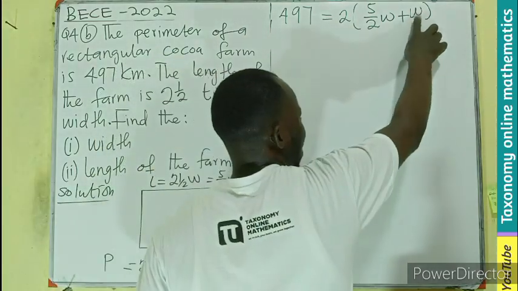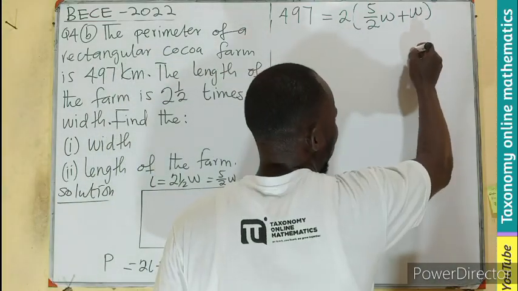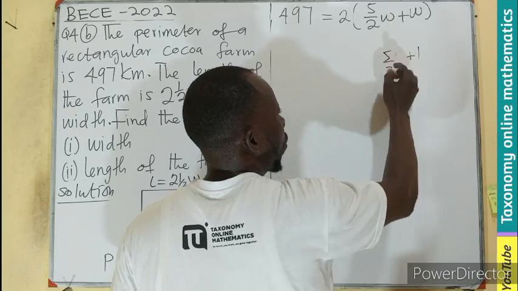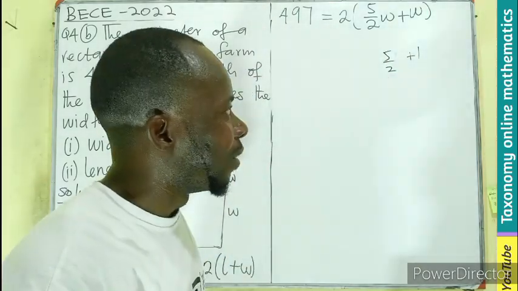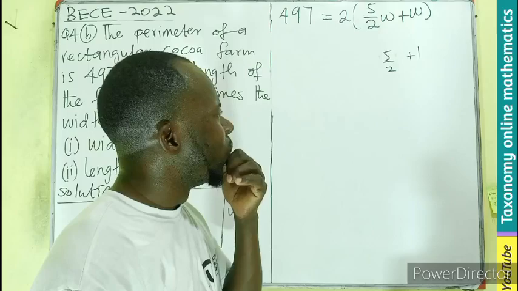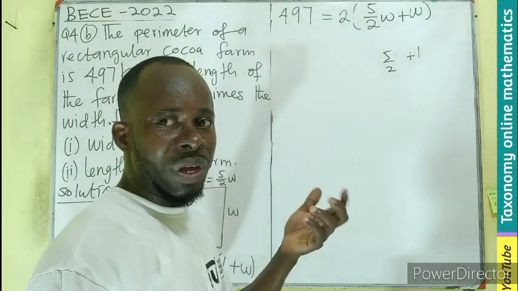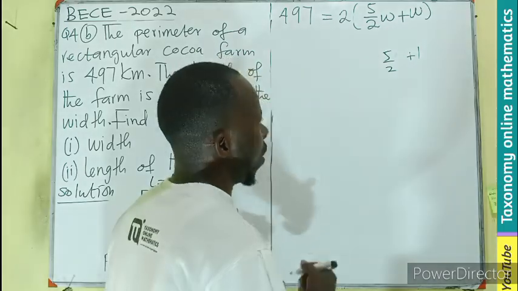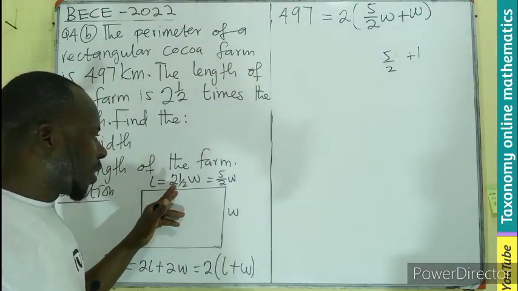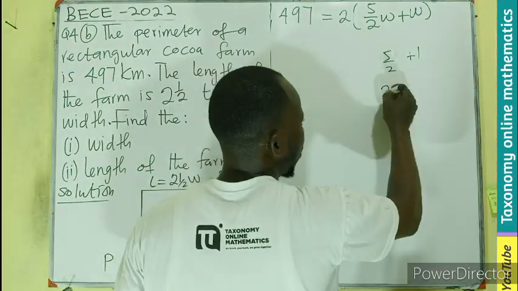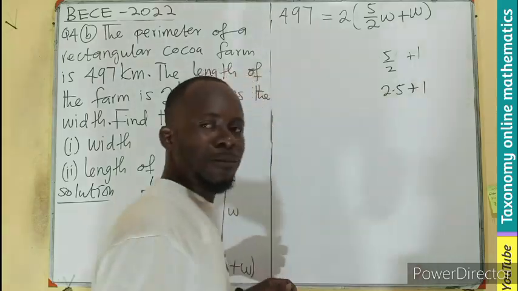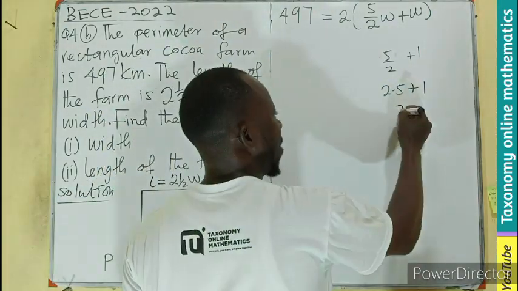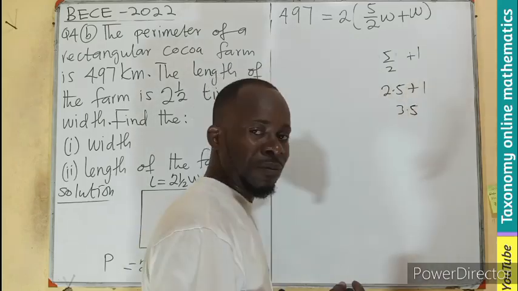How many W do we have here? 1. So that's 1 W. How many of it do we have here? 5 over 2. There are 5 divided by 2 W we have there. So what do we do? In order to do this, we can do this as a fraction as I'm seeing it. Or remember the 2.5 is just what? 2.5 plus 1. And 2.5 plus 1, we add the whole numbers, we have 3.5.